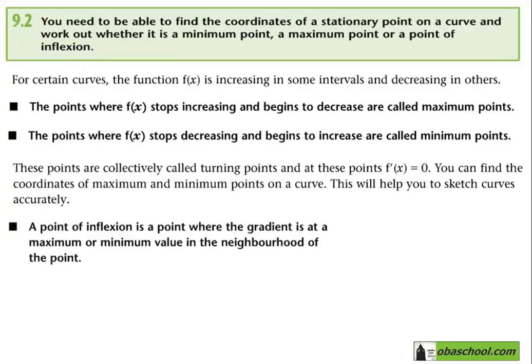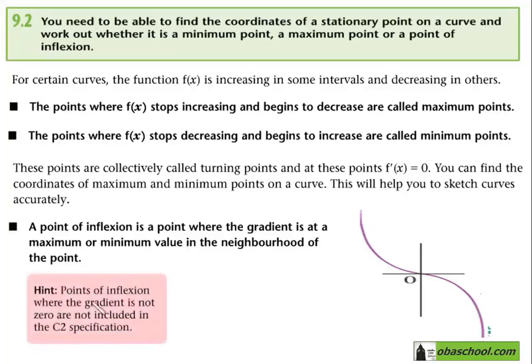A point of inflection is a point where the gradient is at a maximum or minimum value in the neighborhood of the point. Okay, so look at the graph, which is a part of a tangent function. It has a point of inflection. At point 0 here, this is the minimum of this part and the maximum of the below part. Thus, the point of inflection is when the same point is a minimum point for an interval and a maximum point for another.